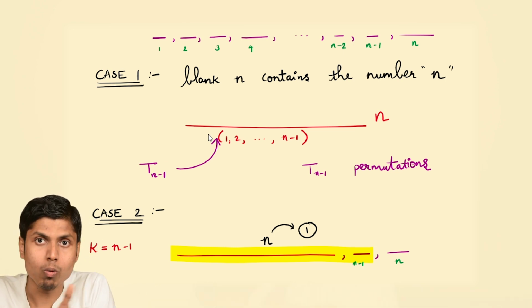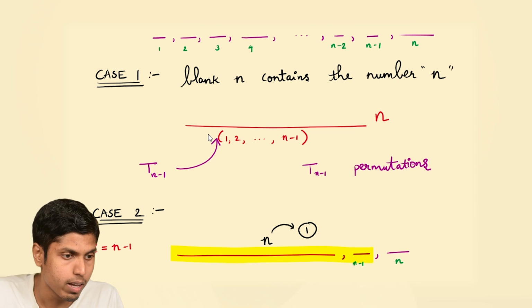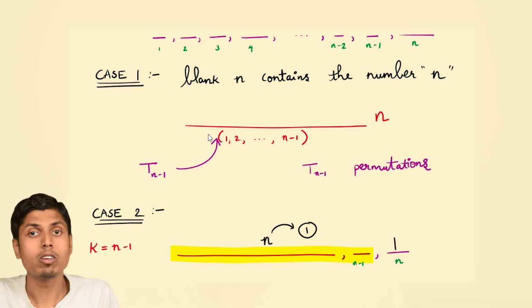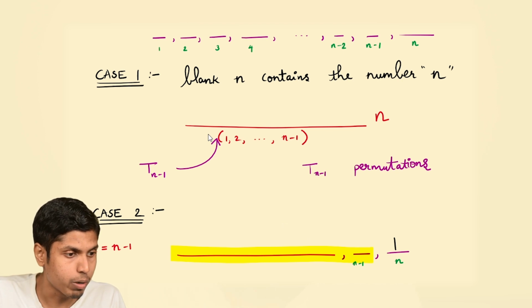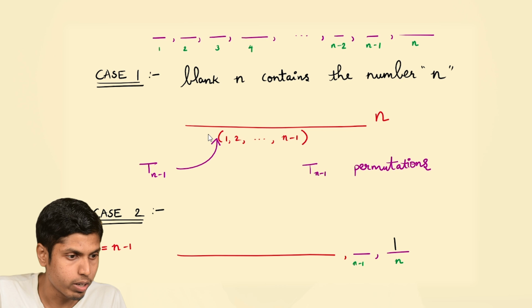So we will push 1 to the last blank. Only then could it be a valid configuration. So now let's rethink about this. What are the numbers that we try to fill up here?